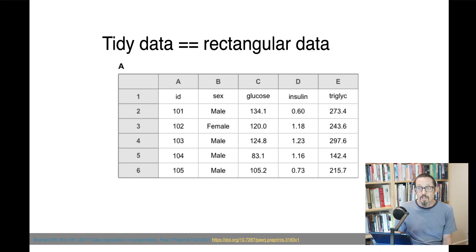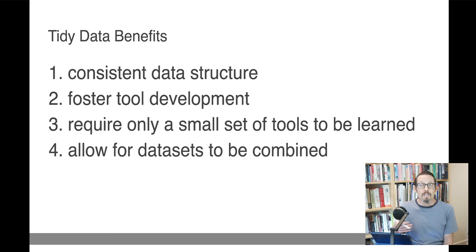So what does tidy data really mean? It's a consistent data structure, so the structure is the same even if the data is different. The important part of that structure is it lets us develop tools that can operate on all these different data sets, as long as they are tidy in their format. It means you only have to learn a few things instead of learning different tools for each different weird format of data. And it's also really good for combining data sets.